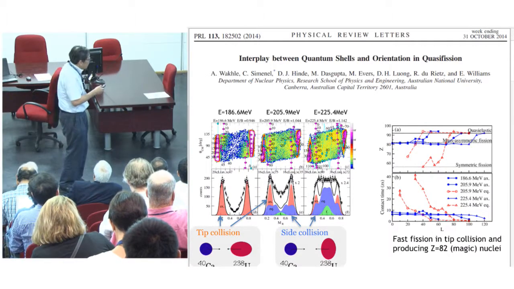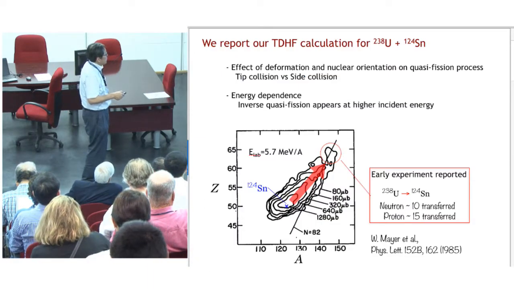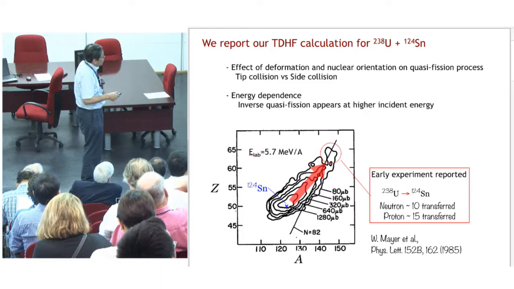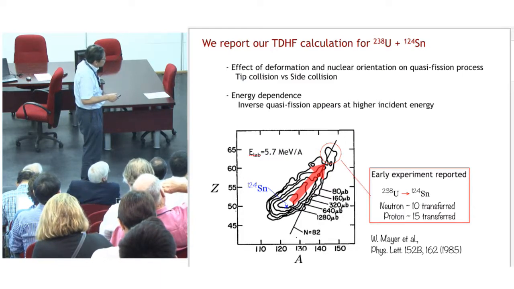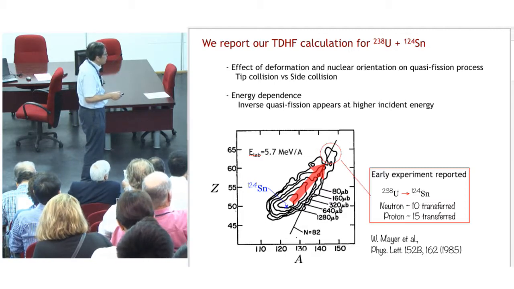So I'd like to show our TDHF calculation for other systems. The first example is the collision of uranium and tin-124 nuclei.